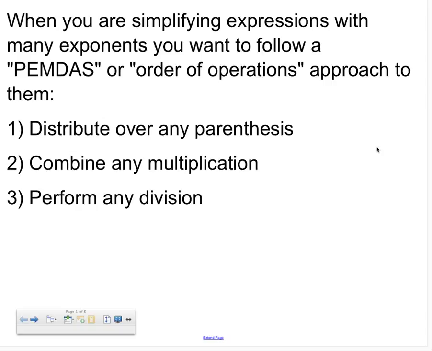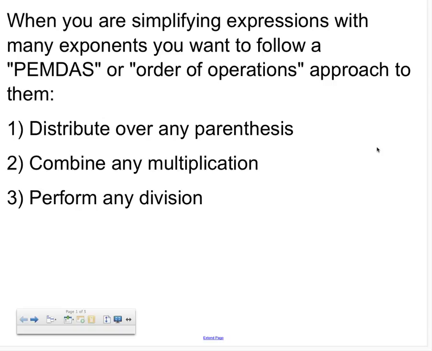You have kind of 3 steps you do in order to whittle it down to as low as you can get. And they are, right here, distribute over any parentheses. So if you have that exponent outside of parentheses, you're going to multiply that to the other exponents inside there to get rid of that first. Then you're going to combine any multiplication you have. So if you have 2 bases that are the same, when you multiply them together, you just add the exponents to get that new term, something we did in the previous video.